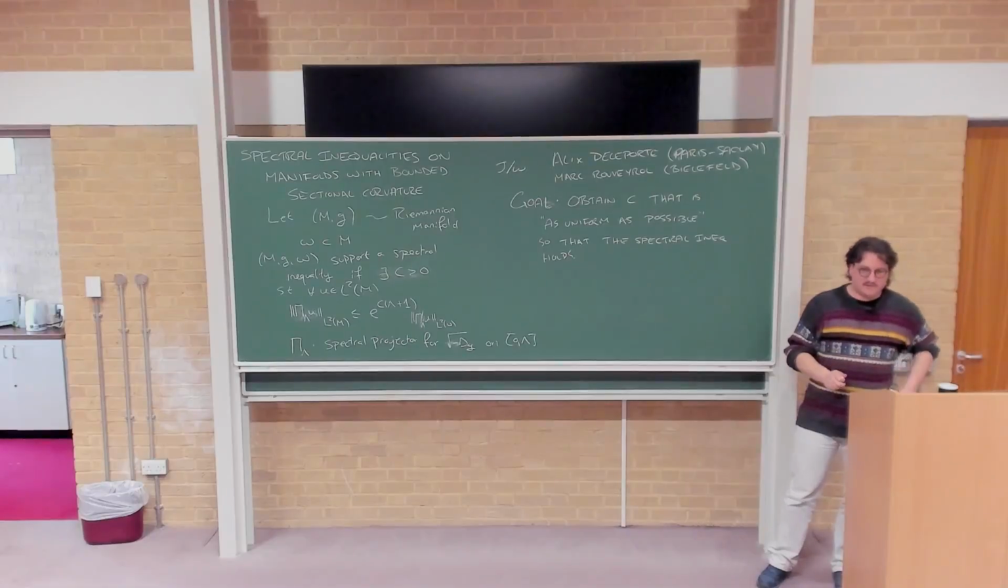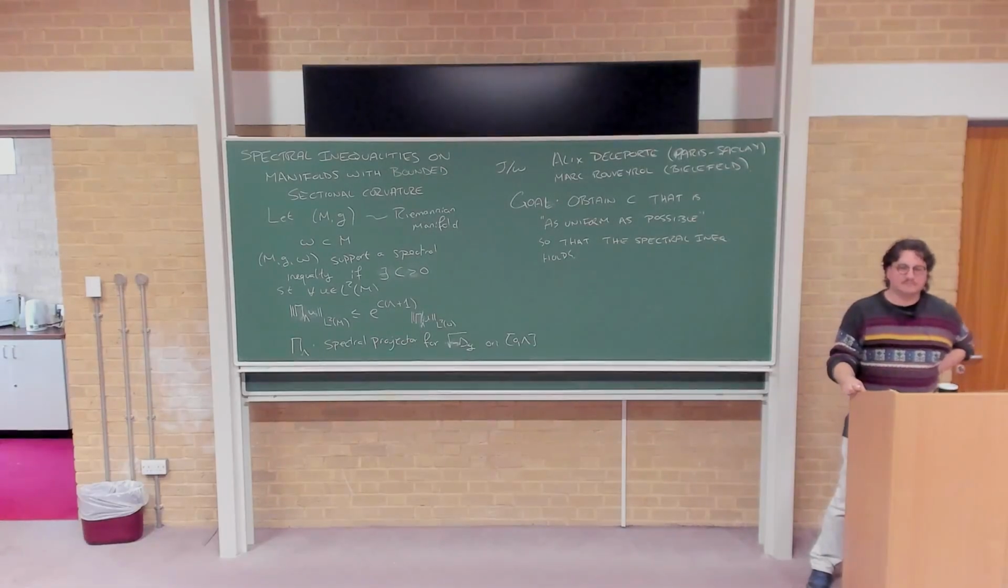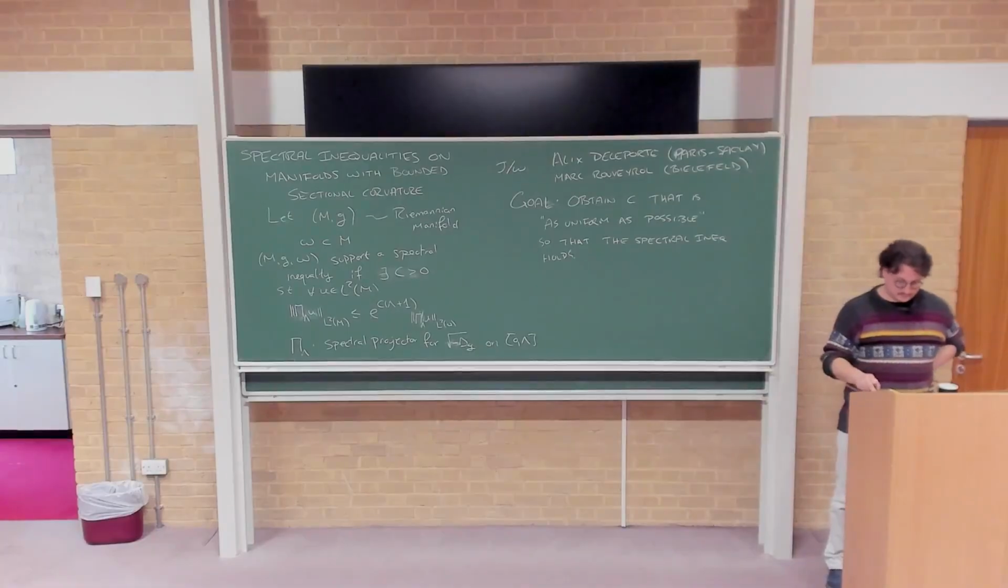It's a very weak restriction inequality. If you decide that U is an eigenfunction, that's allowed, right? Then this would say that the L2 norm restricted to this thin subset omega is not too small. Ideally, you would take C equals 0, but I mean, that's too much to ask for.